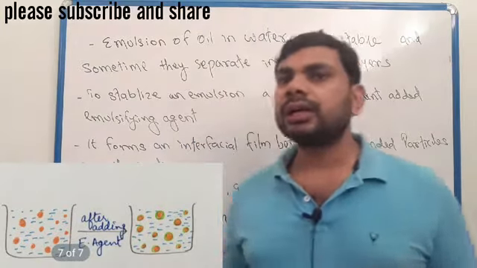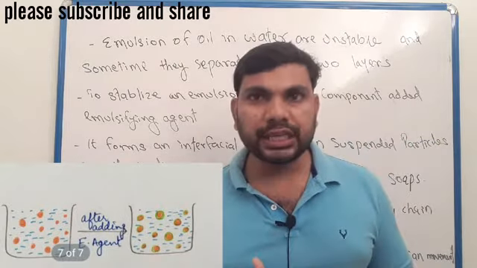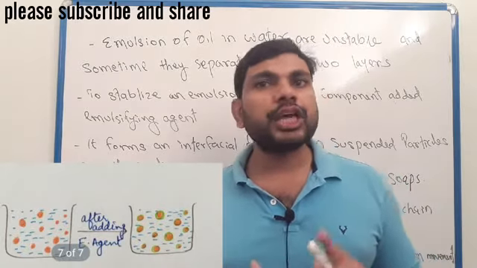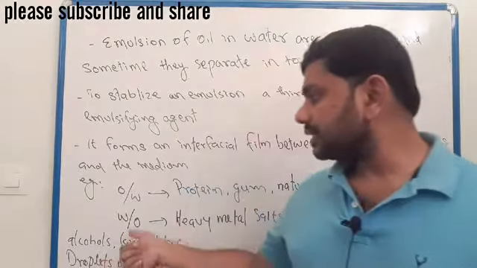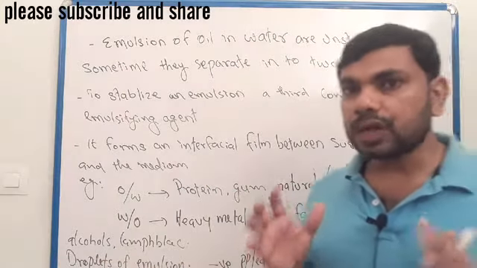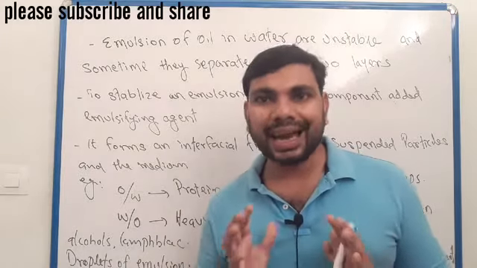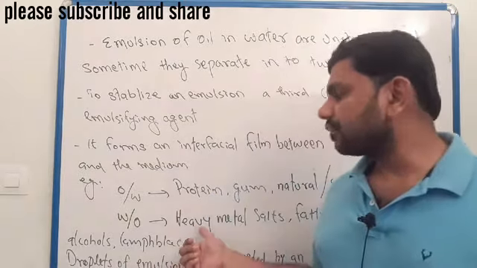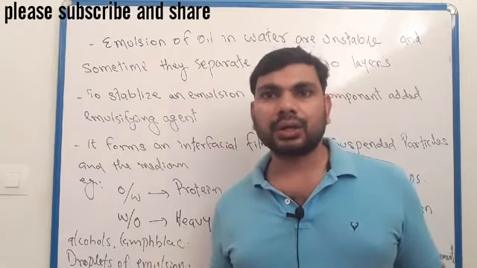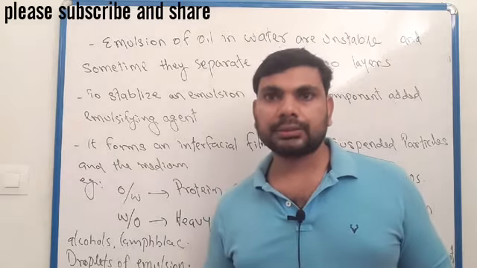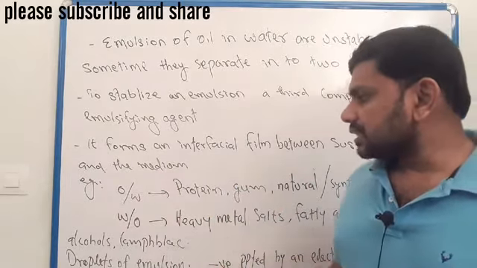Oil in water emulsion we can stabilize by the addition of protein, gum, and natural or synthetic soap. Next we discuss water in oil. Water in oil emulsion we can stabilize by the addition of heavy metal, fatty acid, long chain alcohol, and lamp black. These are the things we have to understand here.